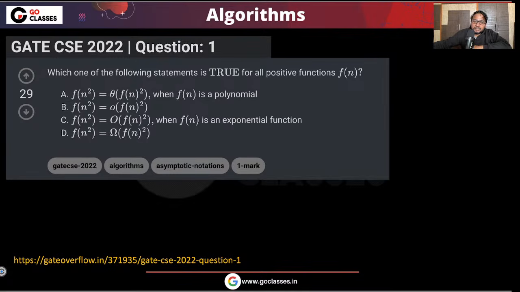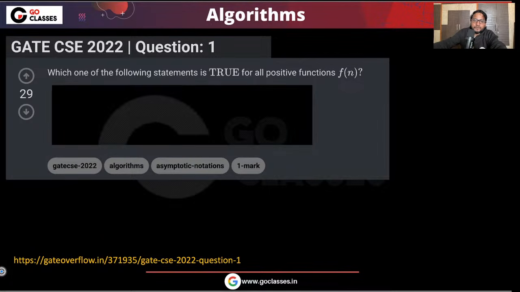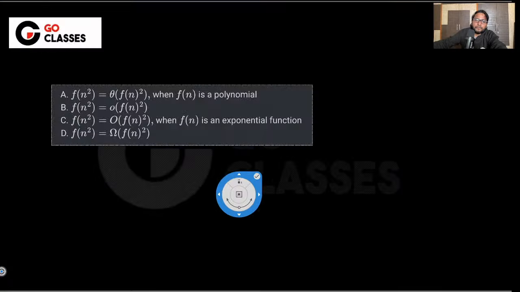Now let's see some of the GATE PYQs. Let's see this particular question. They're saying, which of the following statements is true for all positive functions f(n)? It's A, B, C, D. Can you tell me which of these is true? This question was asked in 2022. You take the positive function f(n). Can you say that f(n) square is basically theta of this particular term? Let's go to the next page and let me ask you the question.